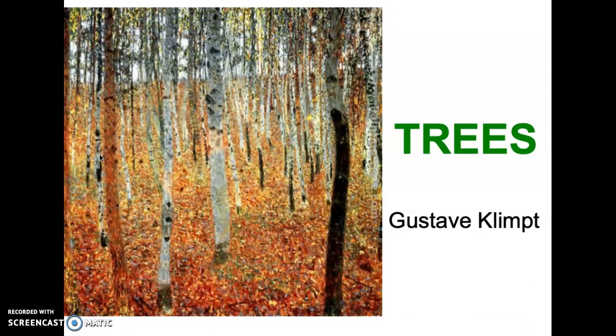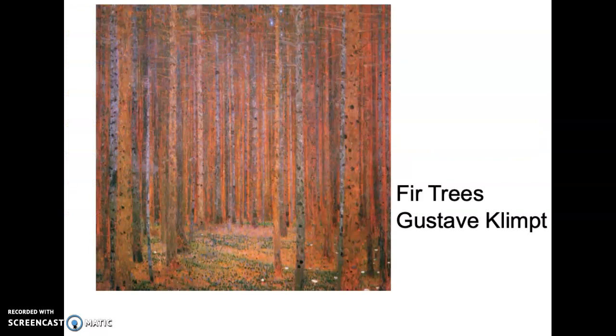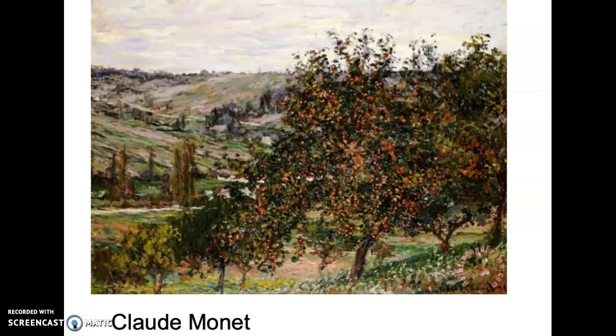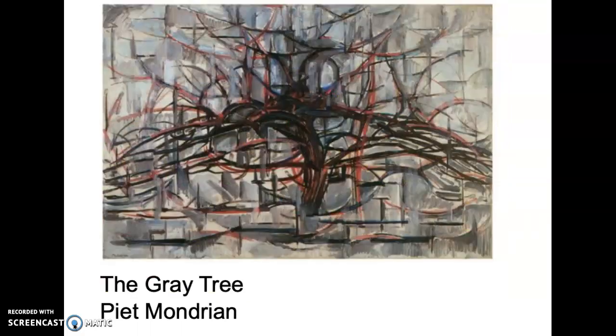Well, today in art, you're going to get to paint trees, and we're going to take a look at some different paintings of trees because there are so many different ways of painting them. This one's by the artist Gustav Klimt. And here's another one by the same artist. It's called Fir Trees. And one by the artist Claude Monet. And one by Piet Mondrian. This is called The Gray Tree.